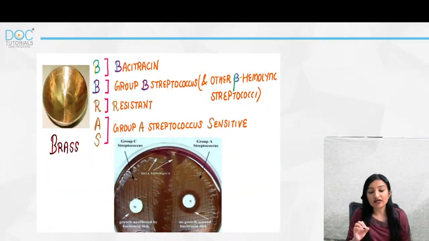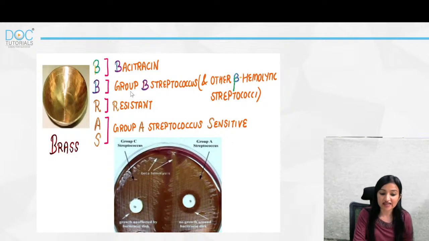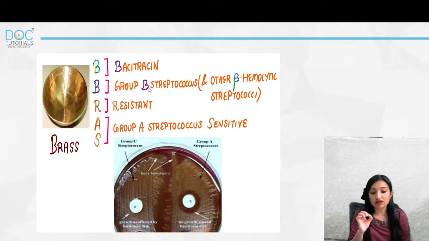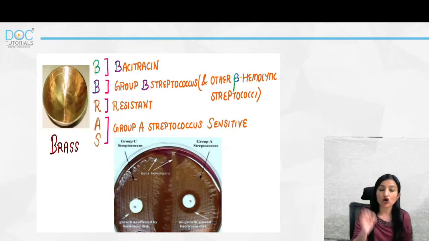Now, the next important differentiating disc we have, the third one, is the bacitracin disc. Remember, BRAS, BRAS. The first B is bacitracin. Then the second B stands for group B, the B of group B streptococcus or GBS, and all the other beta hemolytic streptococci.